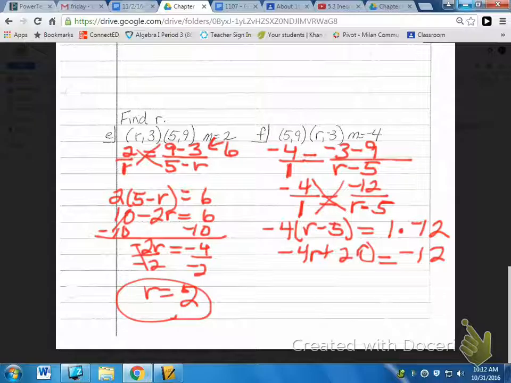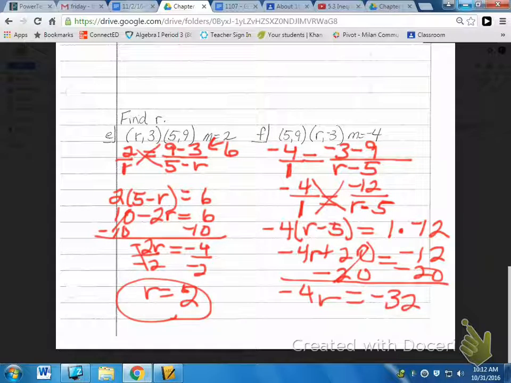Okay, I need to solve my two-step equation now. Subtract 20. So negative 4r, cross those out, equals negative 32. Divide by negative 4, and r equals 8.